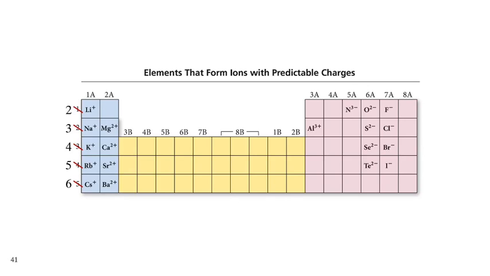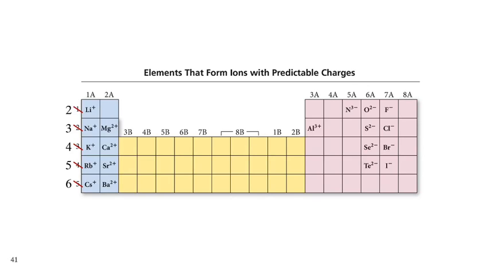Yes? How come zinc and silver aren't added in there for predictable? Okay, so zinc and silver aren't in there because we can't use this same explanation of losing or gaining electrons to have the noble gas configuration. They are predictable, yeah. But they're predictable because we memorize it.